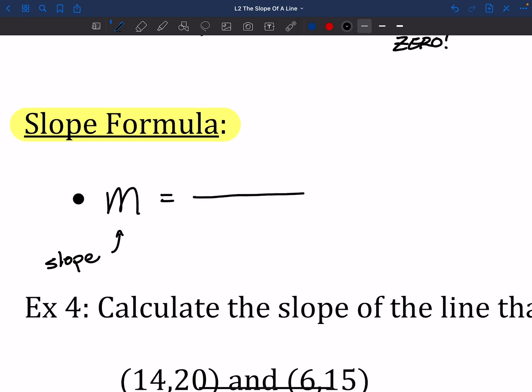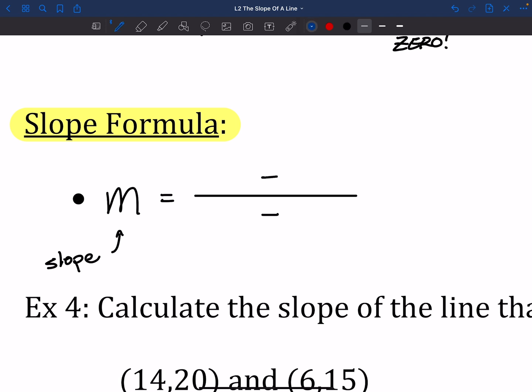So what I want you to do is give yourself a big fraction bar in the middle there, and then put some subtraction signs on the top and bottom, right? Just like that. So I'm going to keep referring to this as the skeleton for our slope formula, right? This is what it looks like before we plug anything into it, and this is what I want us to get in the habit of starting off with when we're trying to calculate the slope using this formula.